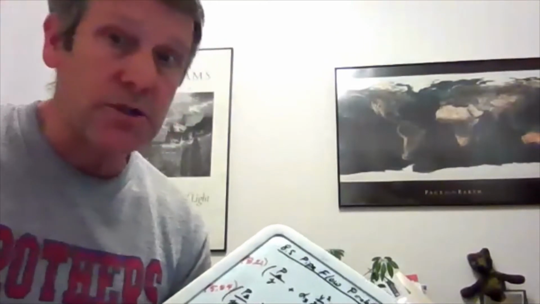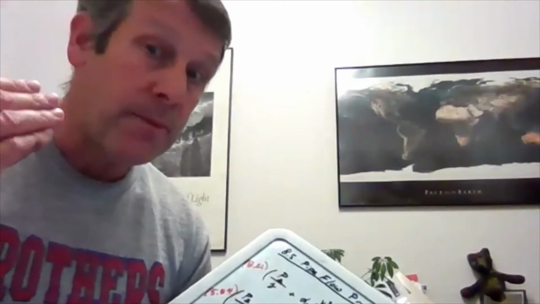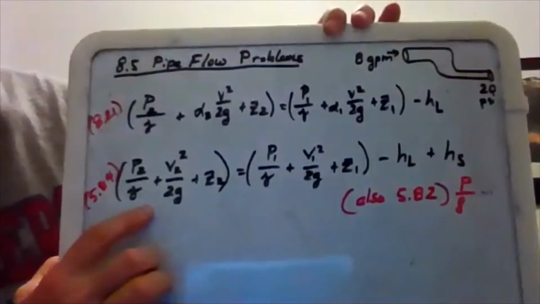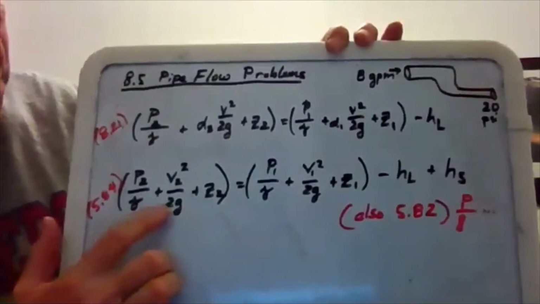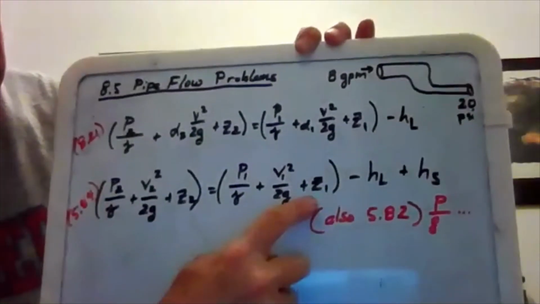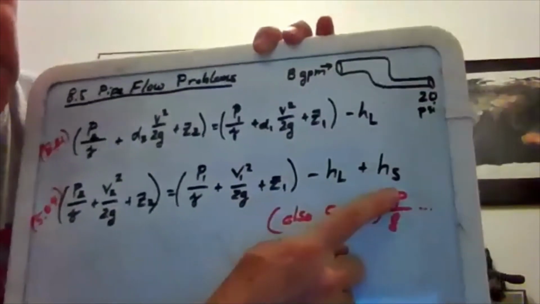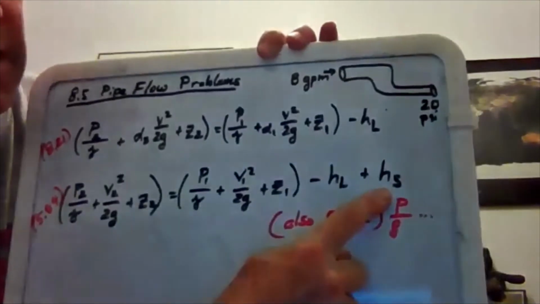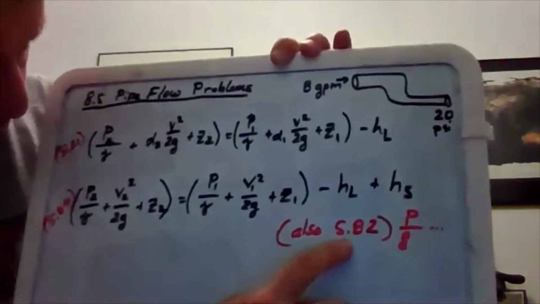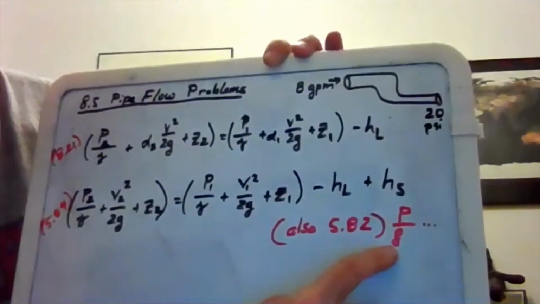And that's an equation you should already have down. Here's the difference. Well, first of all, here's the equation. Energy at the end, P2, V2 squared over 2g, Z2, is equal to energy at the beginning minus any losses plus any energy added by shafts, so h sub s. There's also equation 5.82, which is in terms of P over rho.